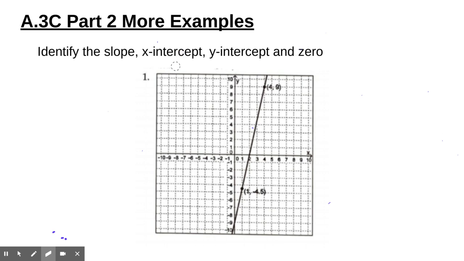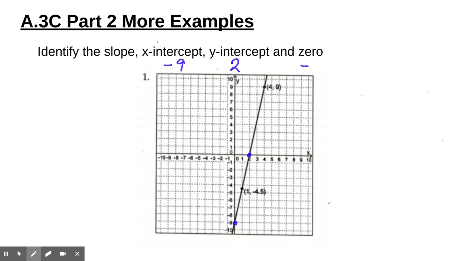Okay. So identify the slope, the y-intercept, the x-intercept, and 0. So looking at this, I can tell you the y-intercept is 2. Looking at this, I can tell you the x-intercept is negative 9. I can also tell you the 0 is negative.